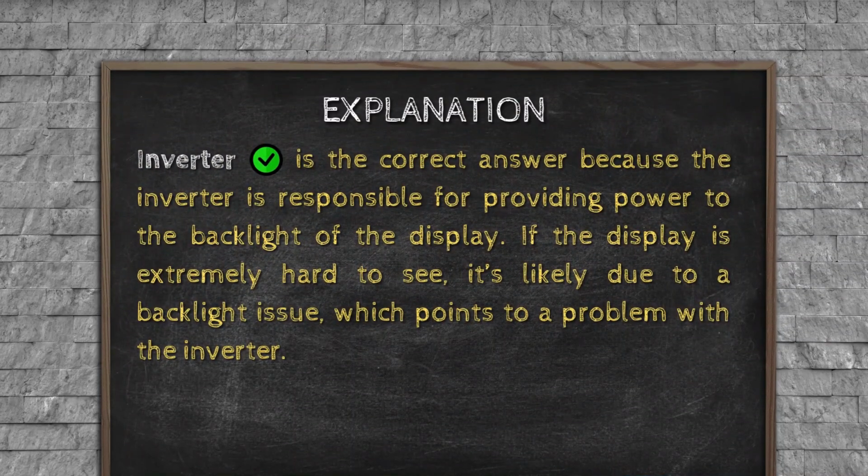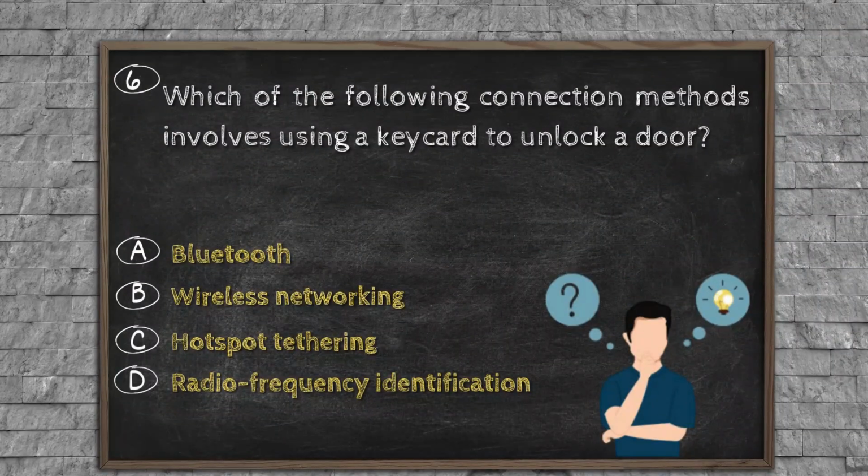Explanation. Inverter is the correct answer because the inverter is responsible for providing power to the backlight of the display. If the display is extremely hard to see, it's likely due to a backlight issue, which points to a problem with the inverter.